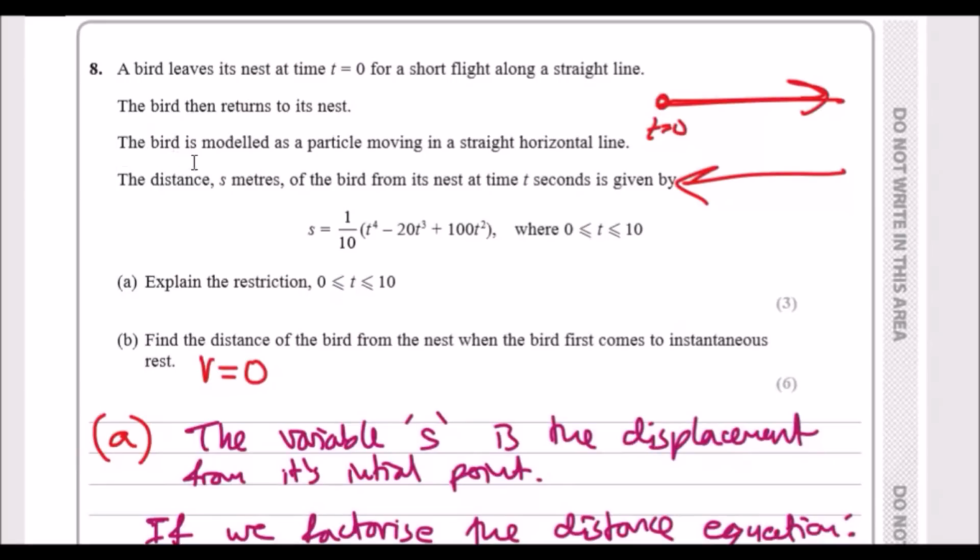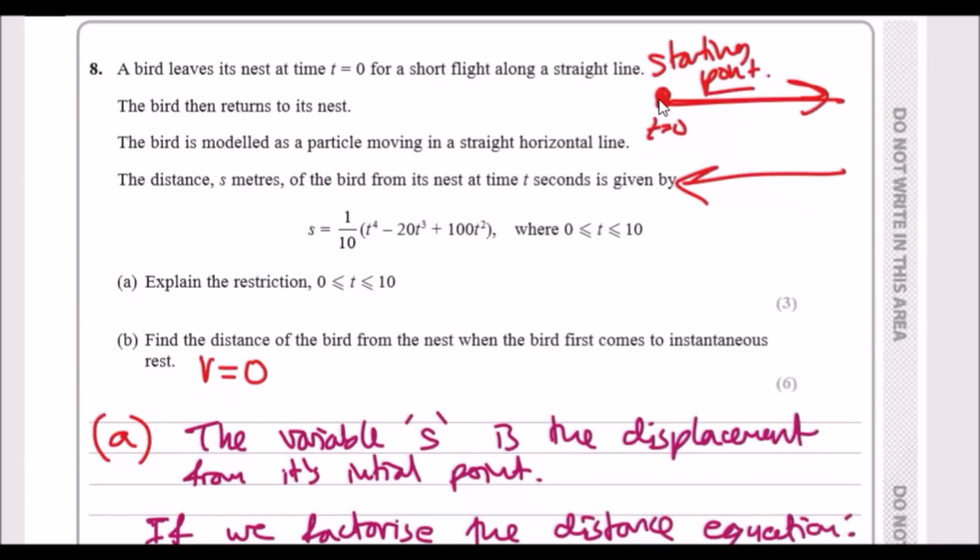Now the bird is modeled as a particle moving along in a straight line. The distance s meters of the bird from its nest at time t seconds is given by this. So what this is telling us is the general displacement, because remember s is displacement or distance, from its starting point. So depending on the time, it moves to a certain point and then it will return to its starting point.